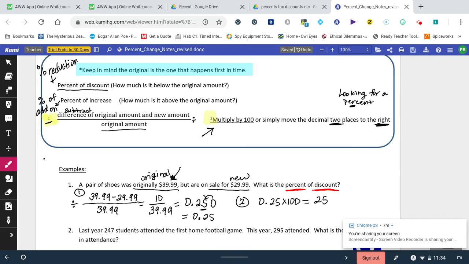And I need to put number 3 up here. Number 3, add the percent sign to the result of step 2. Because some students will forget to add the percent sign. So basically, when it says what percent of discount, then it is a 25% discount.